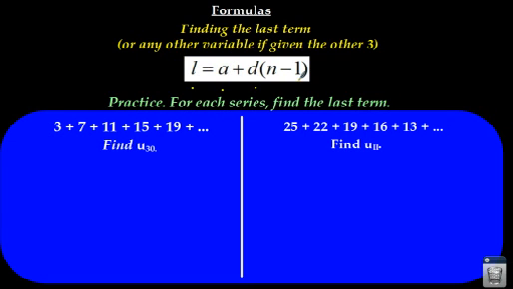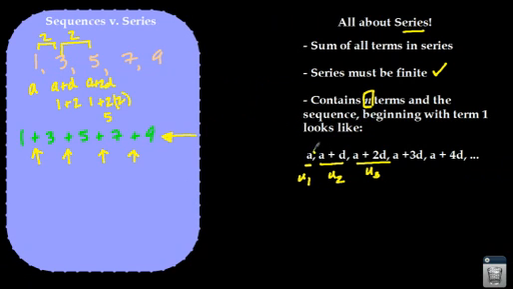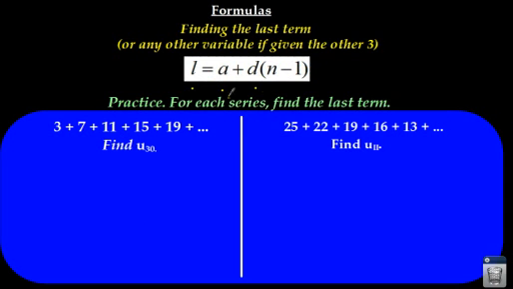Okay? And we're throwing that n minus 1 in because if we flip back here, you'll notice that our first term doesn't have a D added to it. Only the second term, third term, and every subsequent term has a D. So we have to say n minus 1 because there's no D on the first term, so we just take that away. So as a reminder, L is the last term, and n is the number of terms. Okay, so let's do a little practice here.